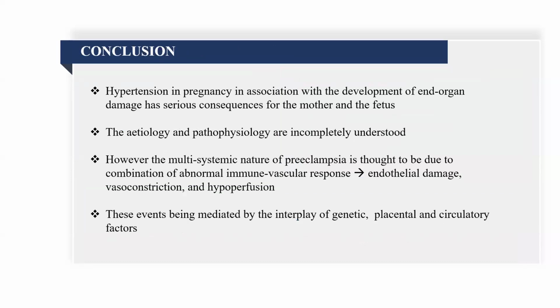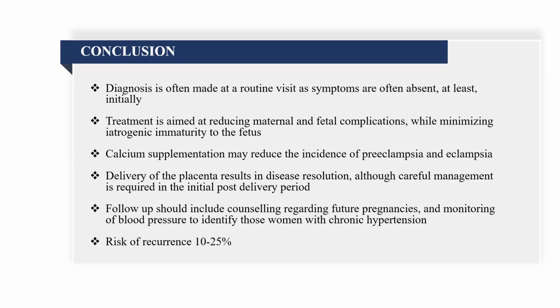So in conclusion, hypertension in pregnancy, in association with the development of end organ damage, has serious consequences for both the mother and the fetus. Etiology and pathophysiology are not completely understood. However, the multisystemic nature of preeclampsia is thought to be due to a combination of immune vascular response, which will eventually lead to endothelial damage, vasoconstriction, and hypoperfusion. These events are mediated by an interplay of genetic, placental, and circulatory factors.